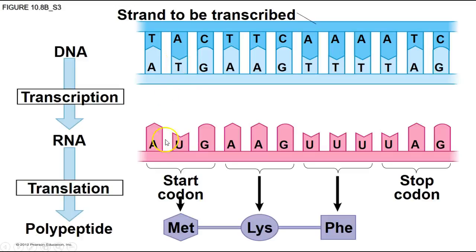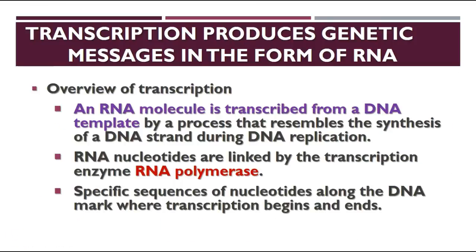And then finally, each one of those three groups of three is going to code for a particular amino acid, and here's my stop codon at the end to stop the transcription or translation. So now that we've learned how to read the code, let's look at the process that makes this occur.